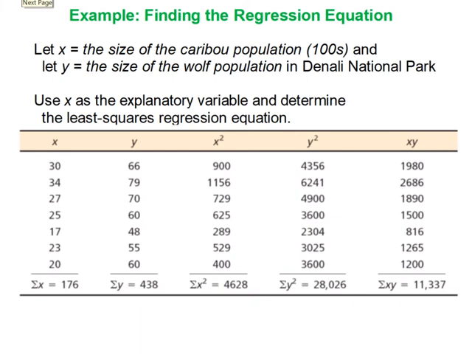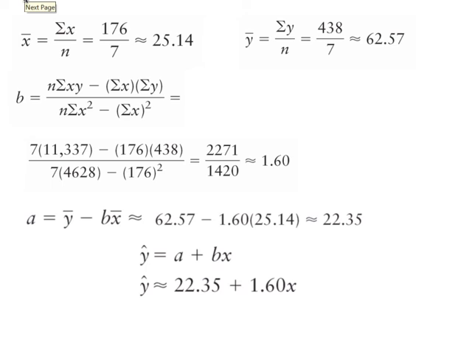So here we go. We have x is the size of caribou population in hundreds. Y is the size of wolf population in Denali National Park. Here's your x and y as an ordered pair. That would have been 30, 66. Put your x's into L1. Put your y's into L2. Run your 1 var stats or 2 var stats, whichever one it works out to be. Get all those values. And we're going to find the slope and the y-intercept while we're at it. Okay, take the appropriate values from your calculator, put them in the correct spots.